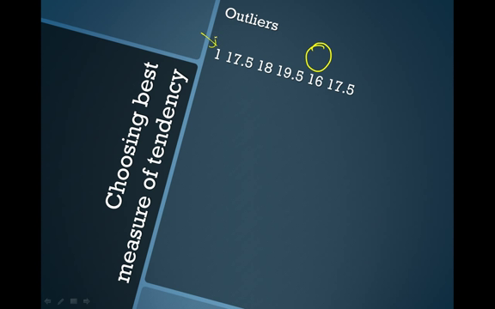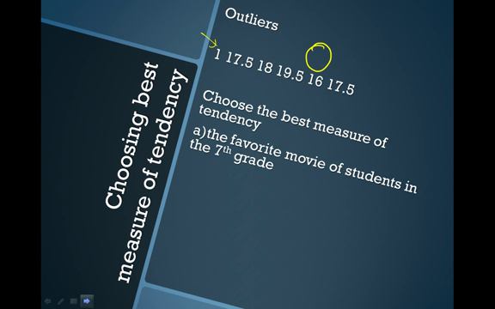So we have to decide, when we have outliers, is it better to throw it out and compute a mean or a median, or is it better to keep it in and pick maybe not the mean and pick the median or the mode? Let's talk about choosing the best measure of tendency. So let's go over 3 examples and figure out what's the best measure of tendency, mean, median, or mode. The first is the favorite movie of students in the 7th grade. What would be the best measure of tendency? Well, the mode would be the best measure of tendency in this case, because we can't measure the mean of a movie title or the median of a movie title, but we can figure out which one happens most often. And so that's why the mode would be the best.